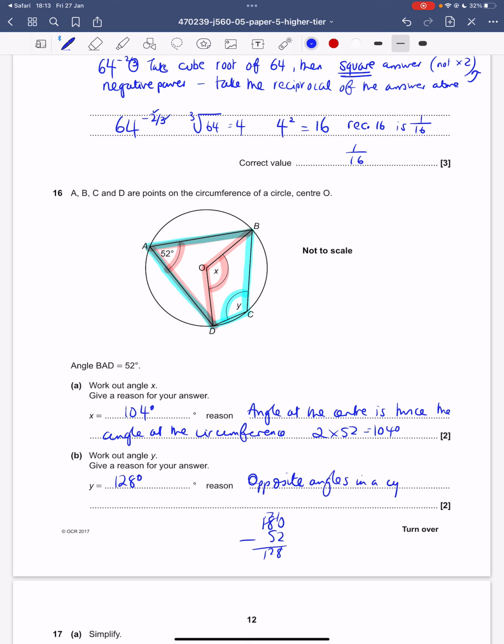Okay, so opposite angles in a cyclic quadrilateral add up to 180 degrees, and 180 take away 52 is 128 degrees.